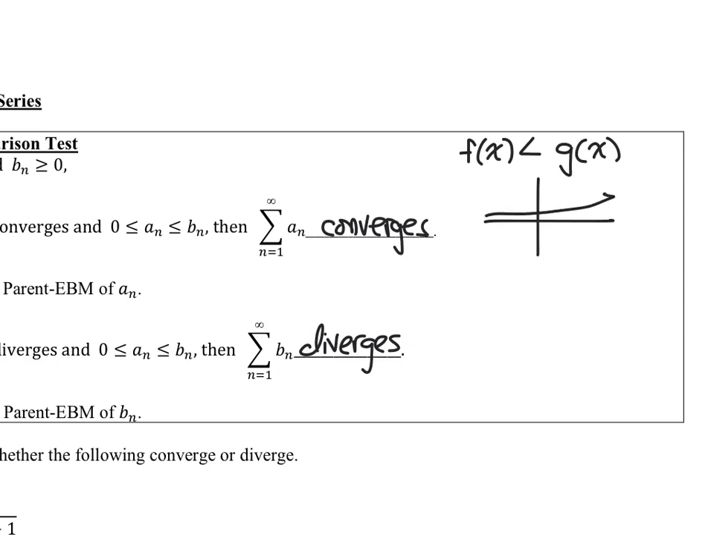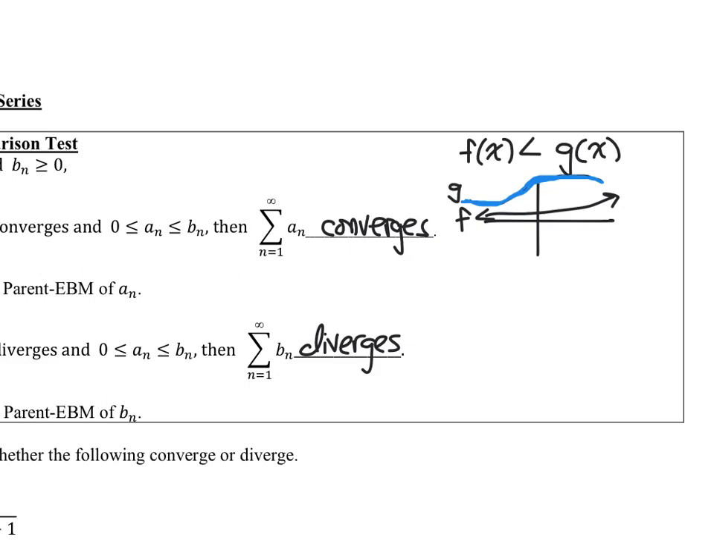So there's my f of x. And let's say here is my g of x. Trying to make it look somewhat decent. So there's a couple of ways that this can play out.